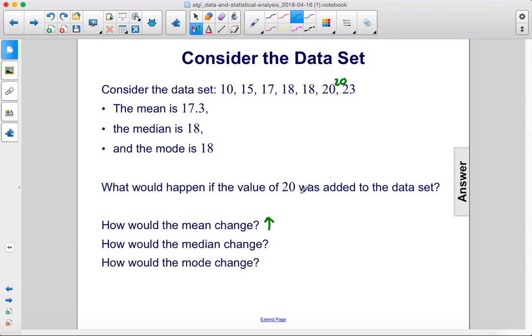How would the median change? Well, instead of this being the center number here, we instead would have another number over here, so the median would become an average of the two center numbers, which just happened to both be 18. So the median will remain at 18. How would the mode change? Well, the mode is 18 because there's 2, but now there's also two 20s. So the modes would be 18 and 20.